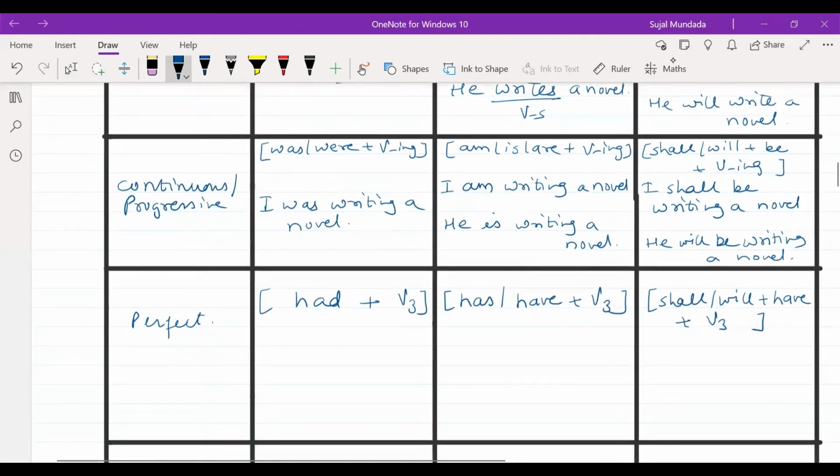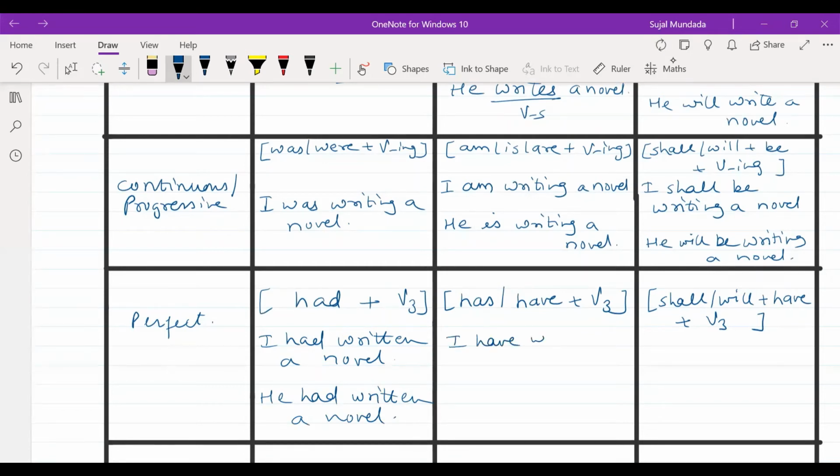So the example would be I had written a novel, or we can say he had written a novel. Now the same sentence in present perfect tense will be I have written a novel, or he has written a novel.